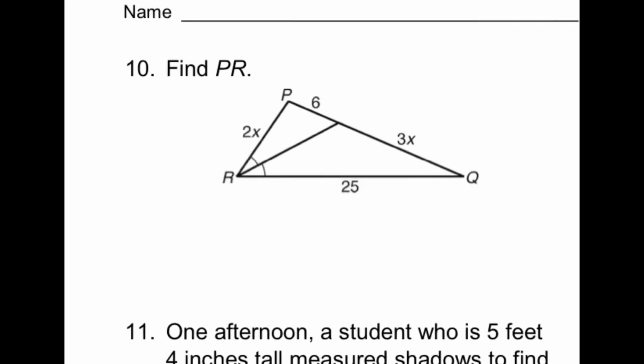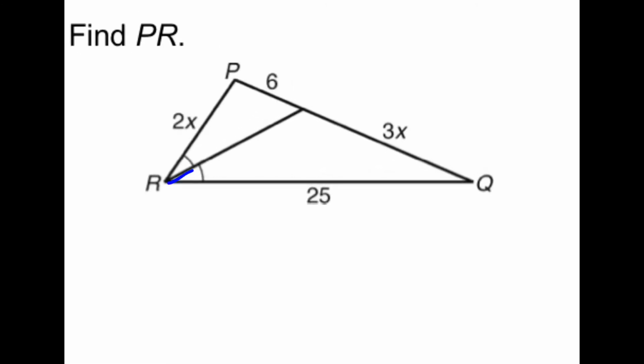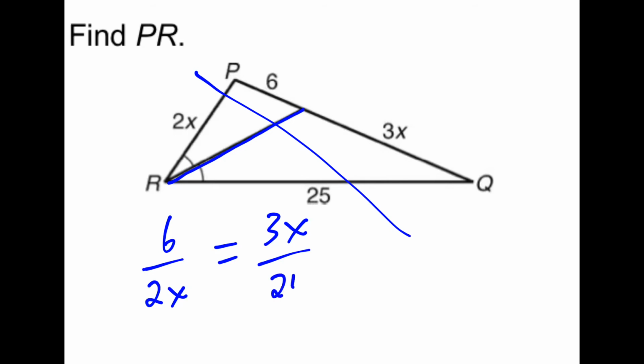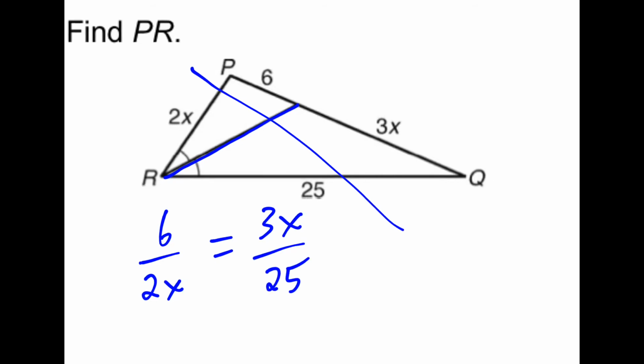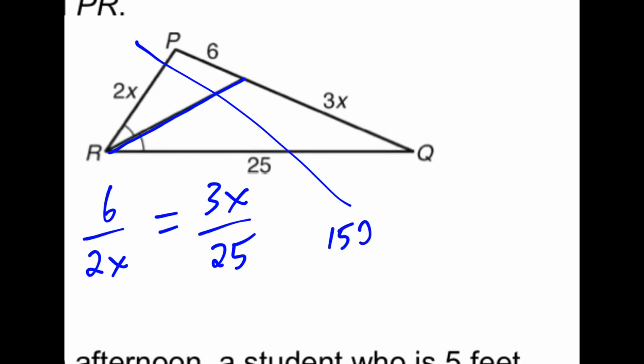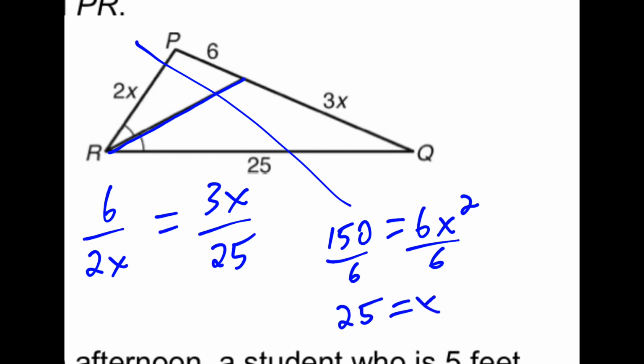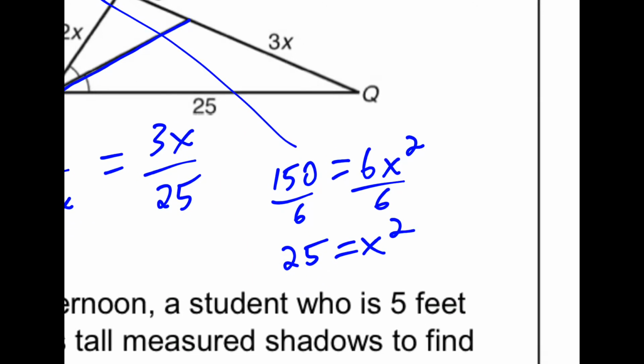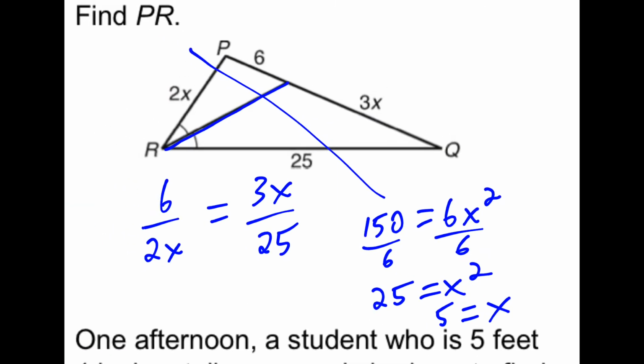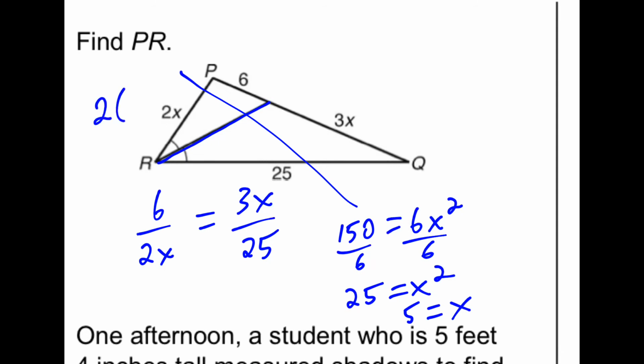For this next one, number 10, finding PR, we have an angle bisector here. So I'll draw my line like this, and I'll say 6 over 2x is equal to 3x over 25. Cross multiplying is going to give me 150 is equal to 6x squared. If I divide both sides by 6, I end up with 25 is equal to x squared, and I think we can see where this is going. Once you take the square root of both sides, you get 5. They want to know what PR is, so PR back over here is 2 times 5, which is just 10. And that's my final answer.